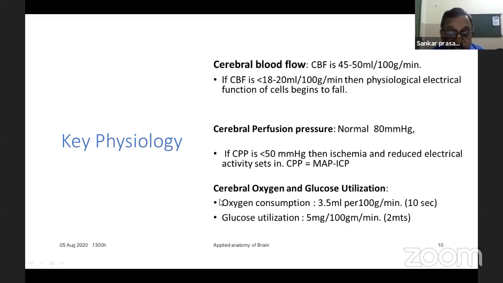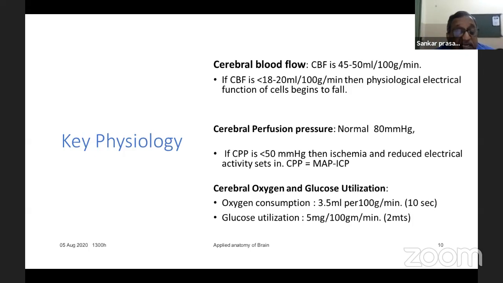Oxygen consumption is about 3.5 ml per 100 grams per minute, and if blood supply to any area is blocked, the oxygen lasts only about 10 seconds. So that means a constant supply of oxygen is required. The glucose utilization is 5 milligrams per 100 grams per minute, and it lasts a maximum of 2 minutes if blood supply is cut off. So these are the huge demands of the cerebral neurons on the blood.